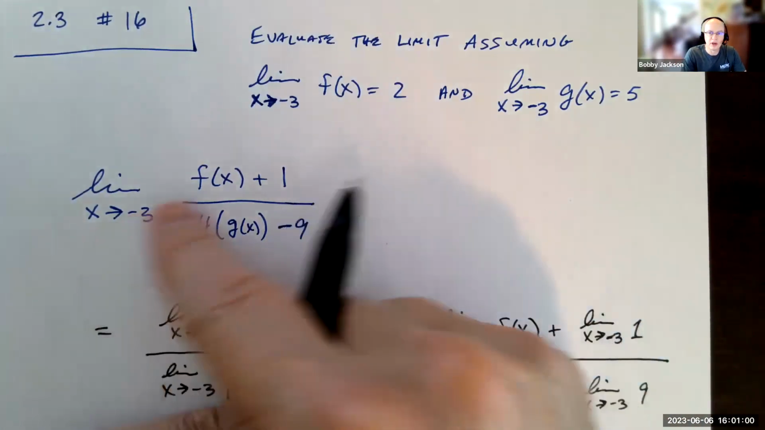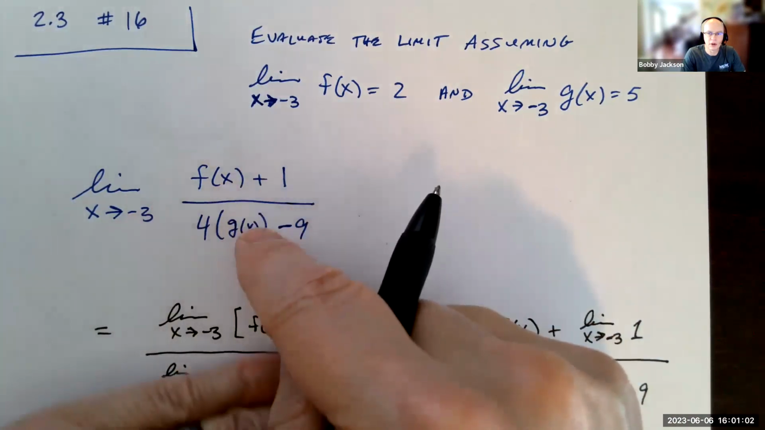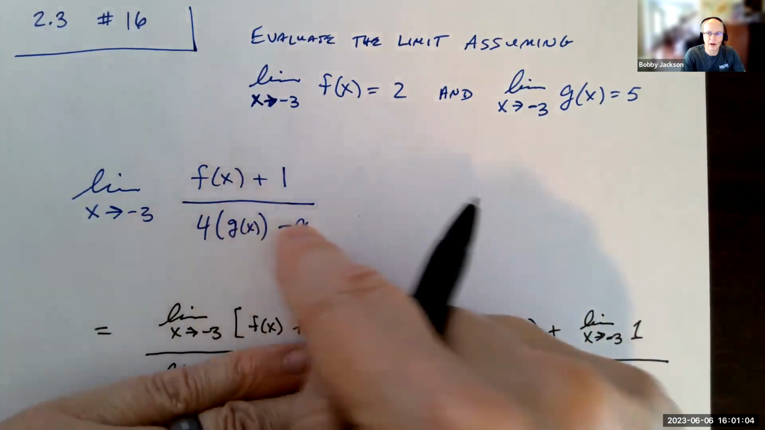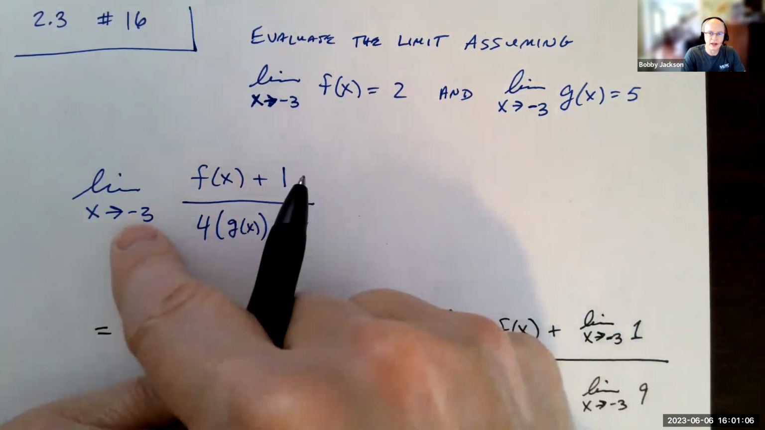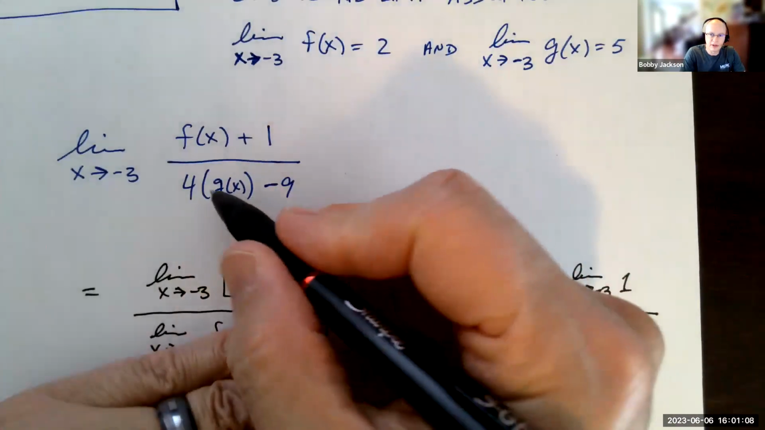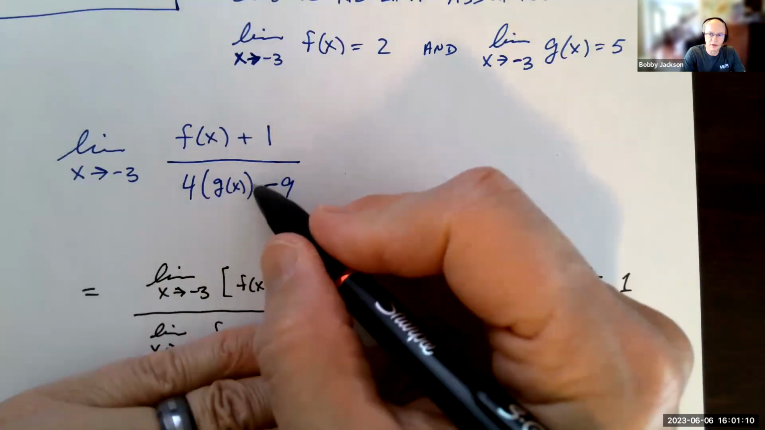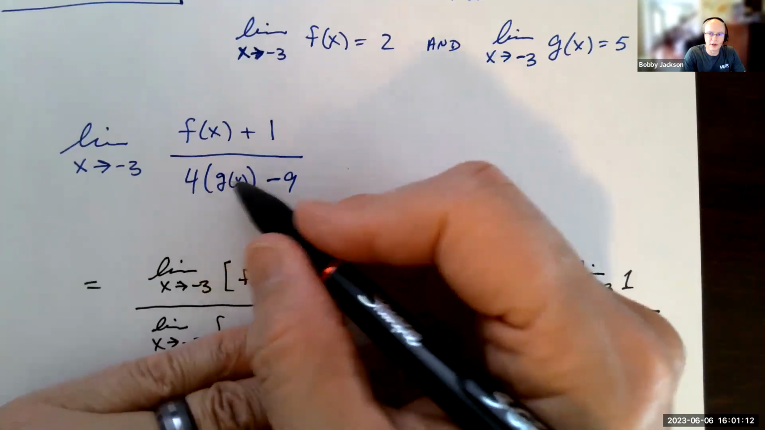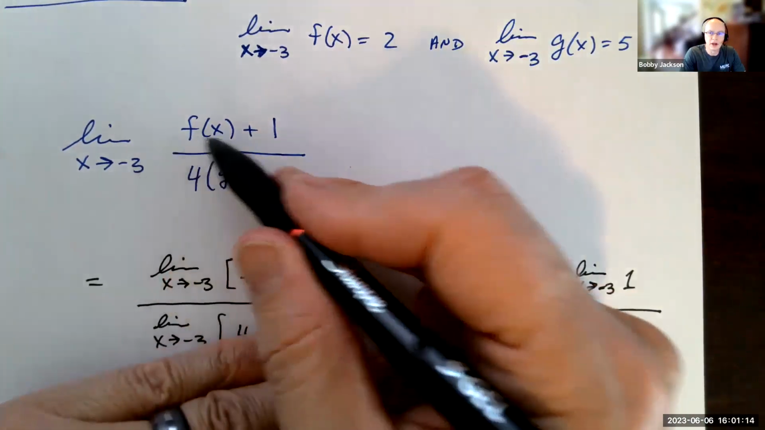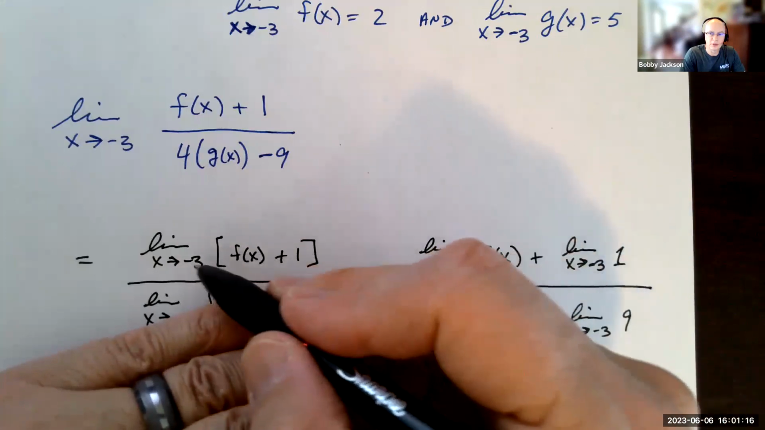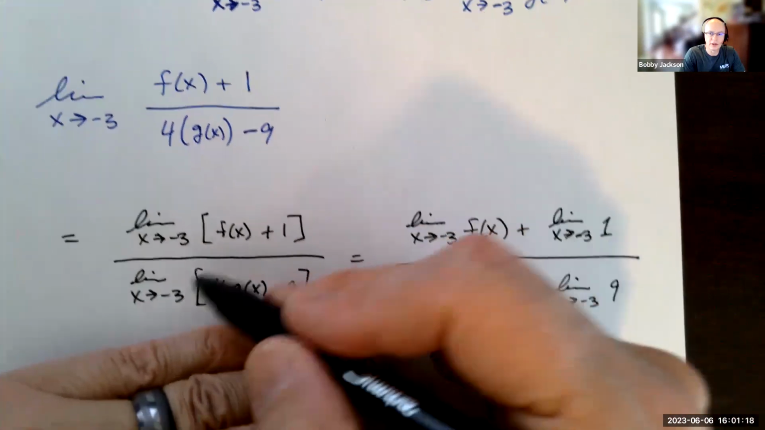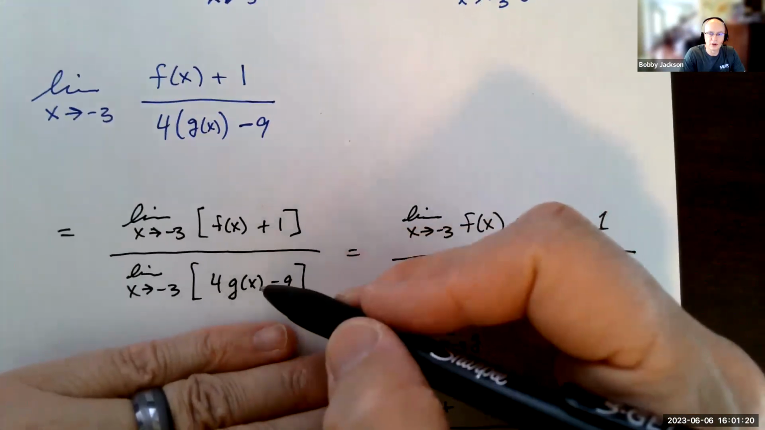So here I have a limit of a quotient, right? One function divided by another. So I'm going to write that as the limit. I don't know why I have this extra parentheses here. Sorry. Just 4 times g of x. But it's the limit of this whole thing, right? Limit as x approaches -3 at the top over limit as x approaches -3 at the bottom. That's the first basic limit law.